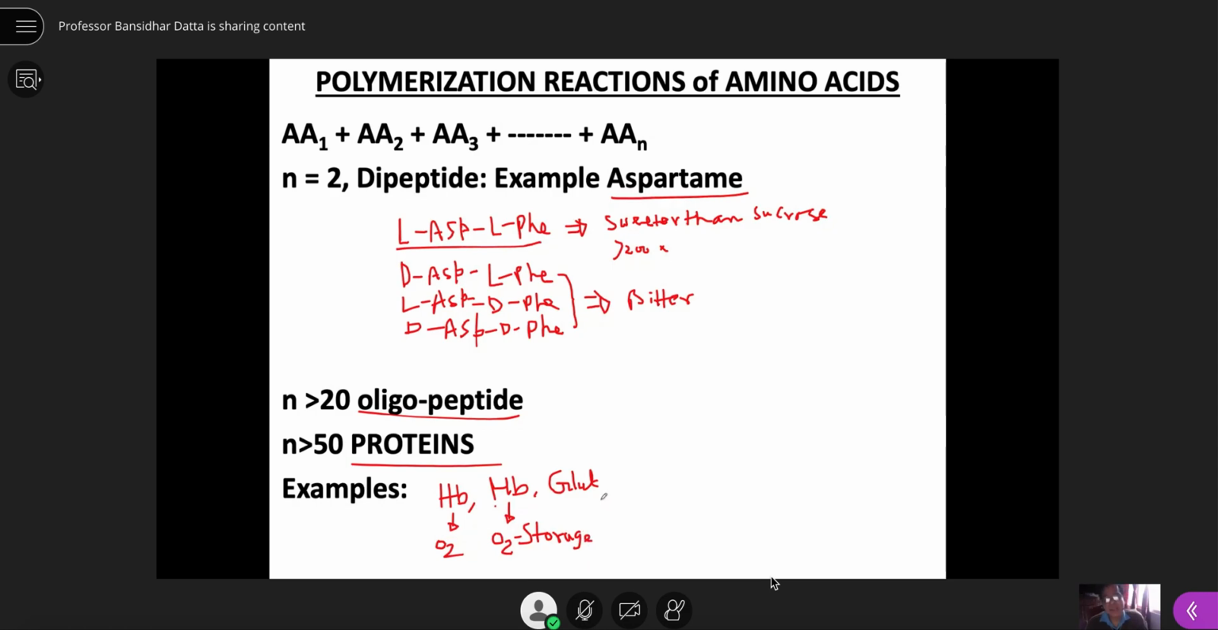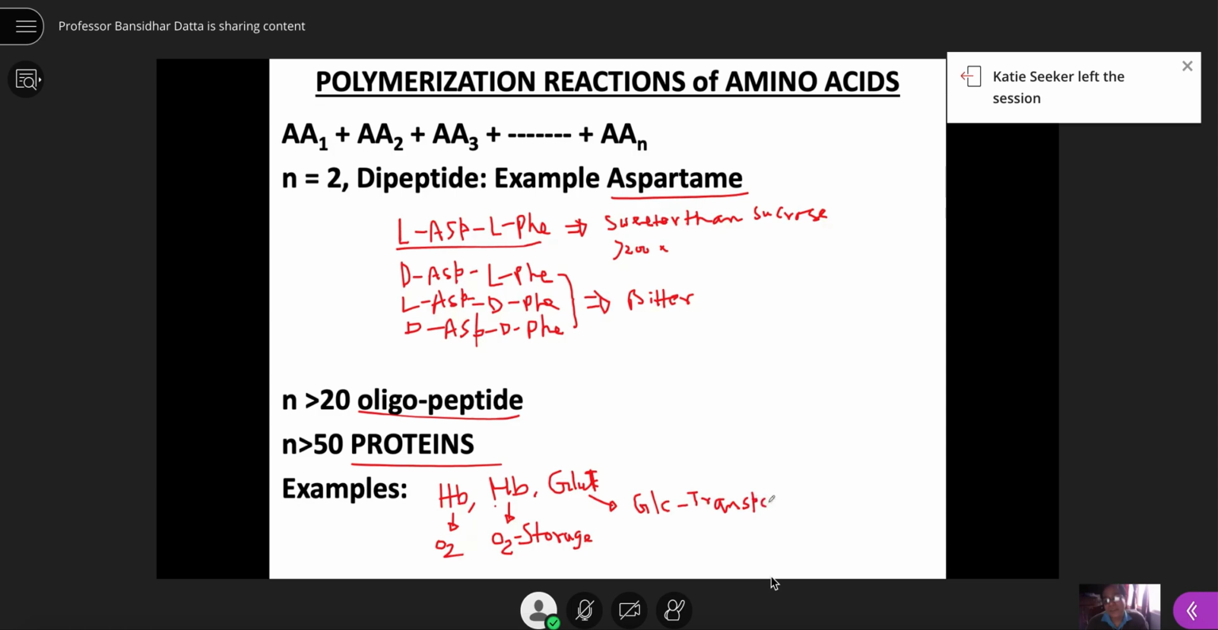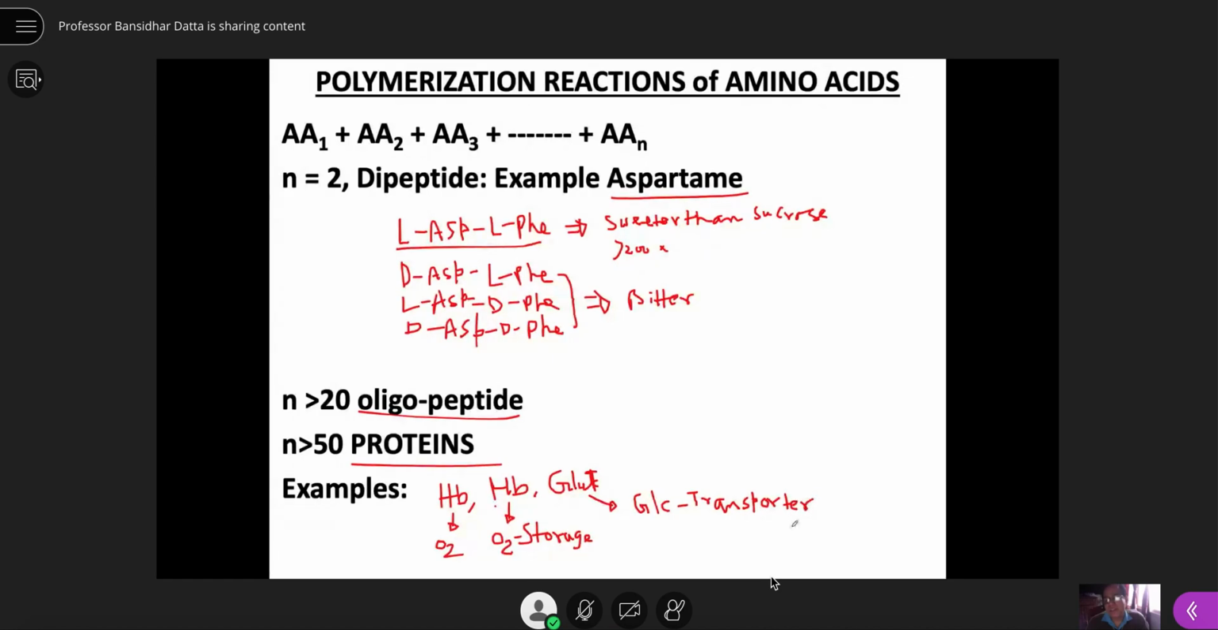Likewise, GLUT. What's the function of GLUT? GLU is glucose, GLUT, capital T. It's a glucose transporter. Capital T is a transporter. Remember the channels I gave you already, right? So basically a transporter. There are many others there. I just give you some examples, not too many, but at least you should know some functions, right?